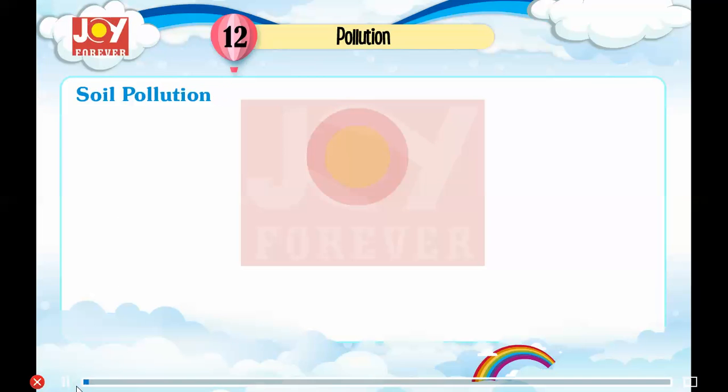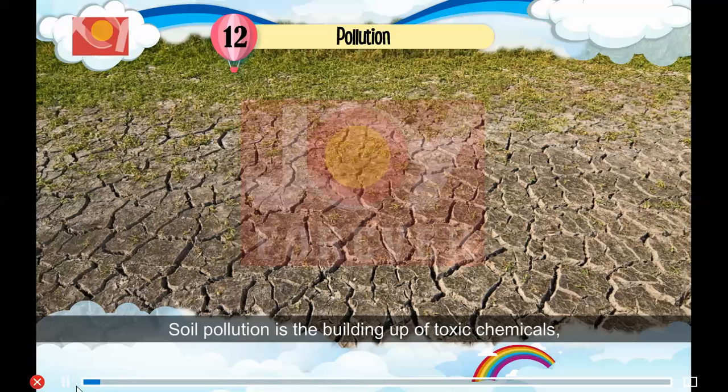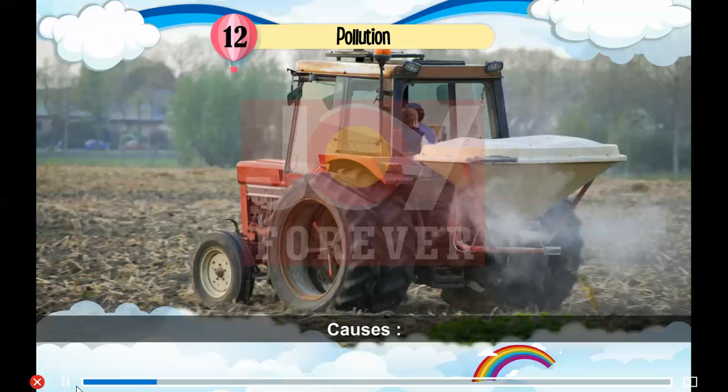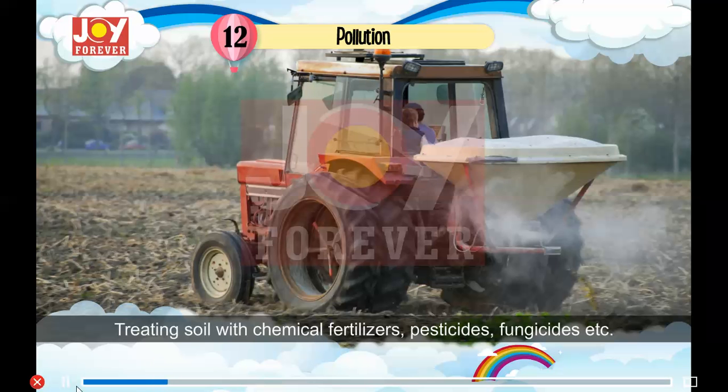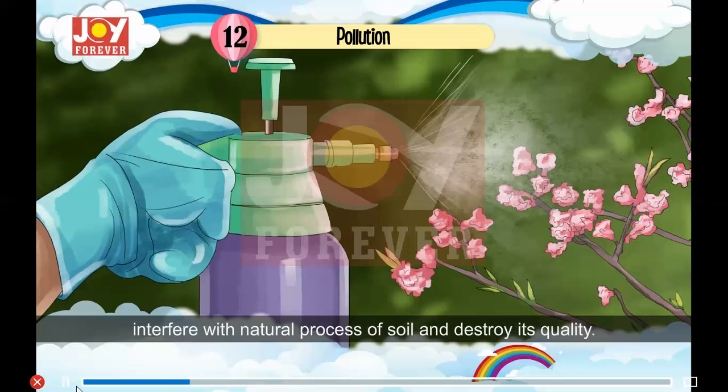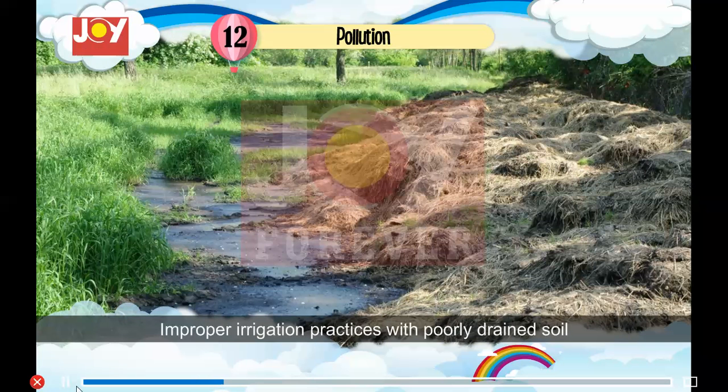Soil pollution. Soil pollution is the building up of toxic chemicals, disease-causing organisms, or many harmful substances which reduce the quality of soil and affect plant and animal life. Causes: treating soil with chemical fertilizers, pesticides, fungicides, etc., interfere with natural process of soil and destroy its quality. Improper irrigation practices with poorly drained soil also results in soil pollution.